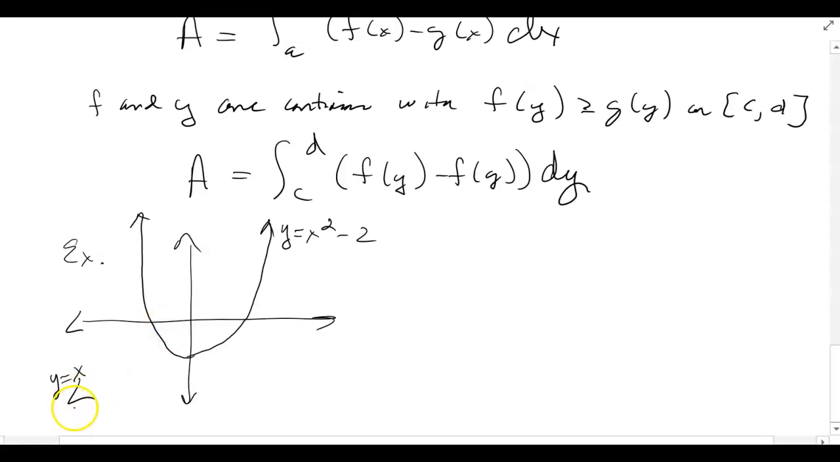To do rectangles and differentiate with respect to x, you can see here how you would actually need to do two different integrals. You'd have to do one here and then one on that side.